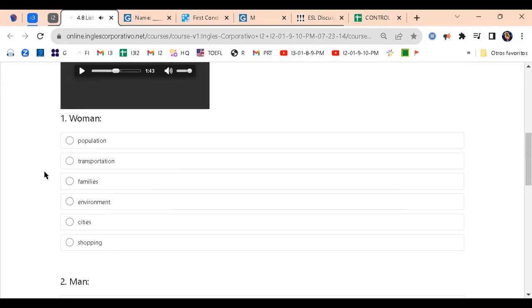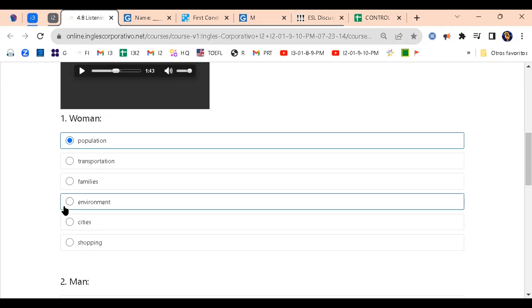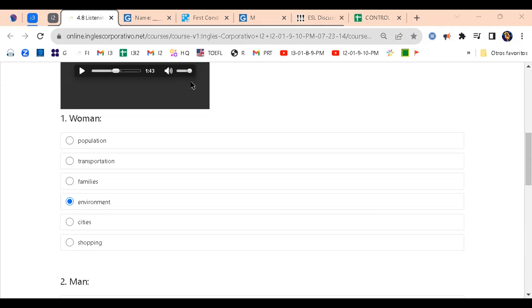Okay, so what do you think? Page 60. What do you think about that first topic? What is she talking about? Population, transportation, families, environment, cities, shopping? Population. Environment. Okay, so we have two opinions, population and environment. Somebody else? Shopping. Marco? Shopping. Okay, let me see. Somebody else? Claudia, Fernando, Emma, Juan Carlos, Carlita? What do you think? Environment. Okay, so we got 3 for environment.